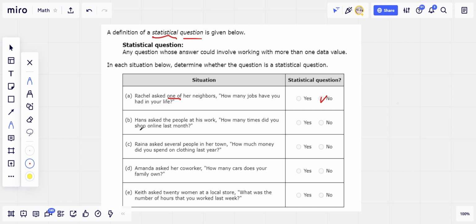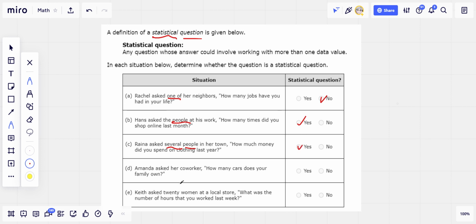All right. B says Hans asked the people at his work, how many times did you shop online last month? People is plural, so it looks like Hans is going to get several data values back, so that is statistical. C says Raina asked several people in her town, how much money did you spend on clothing last year? And that's several people, so that's statistical. You're going to get more than one value back.